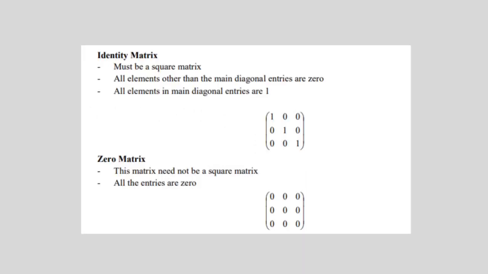But there are also types of matrix. First, identity matrix. It must be a square matrix. What is a square matrix? A square matrix is a matrix that has the same number of rows and columns, like 2x2 or 4x4. Next, all elements other than the main diagonal entries are 0, and all elements in the main diagonal entries are 1, which is what we call the leading. Second, we have the zero matrix. It needs to be a square matrix, and of course all the entries are 0.